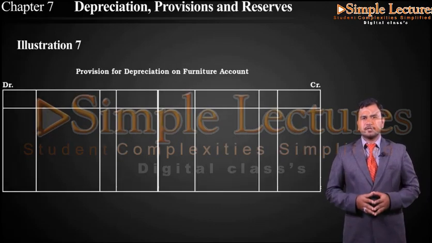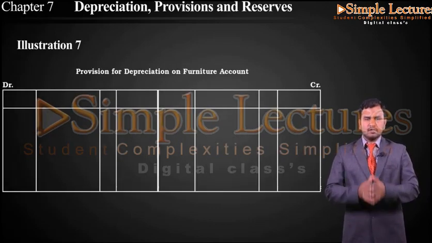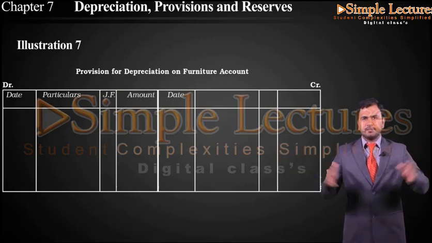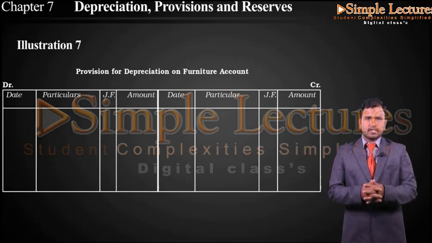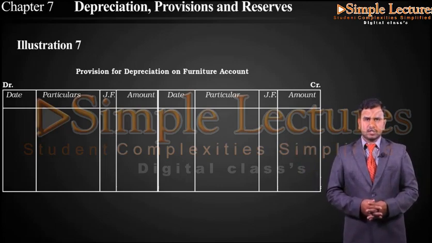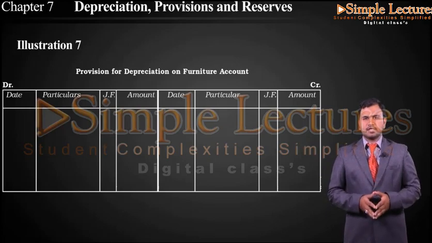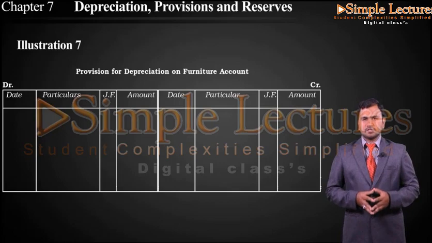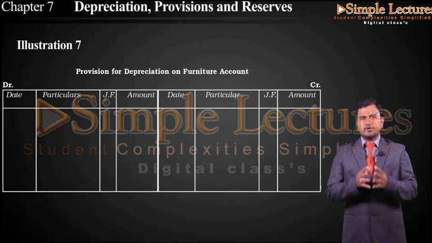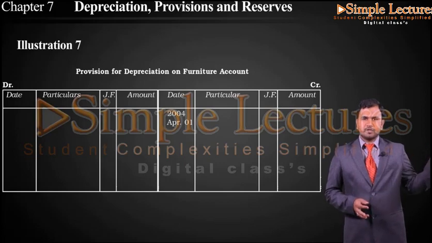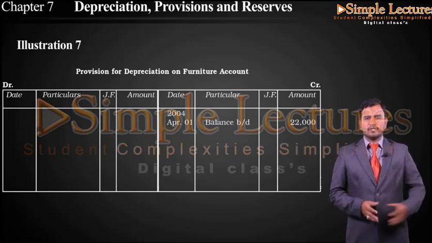Now let us prepare the provision for depreciation account, where the format will be date, particulars, journal folio, amount on both sides, and the title will be provision for depreciation on furniture account. First, we take as brought down the total depreciation given in the question, provision for depreciation account, which is showing 22,000. That will be considered on the credit side: 1st April, balance brought down 22,000.